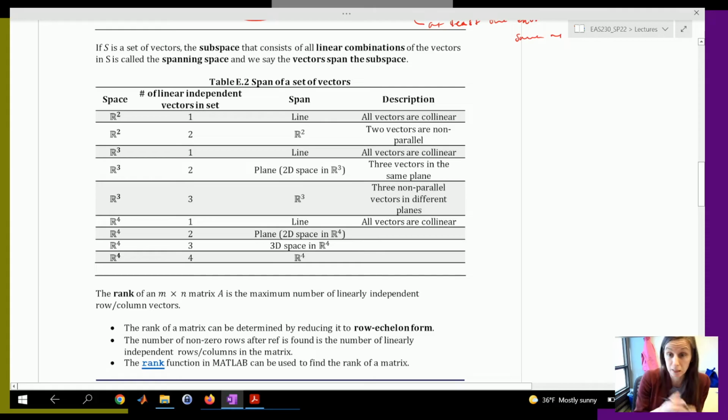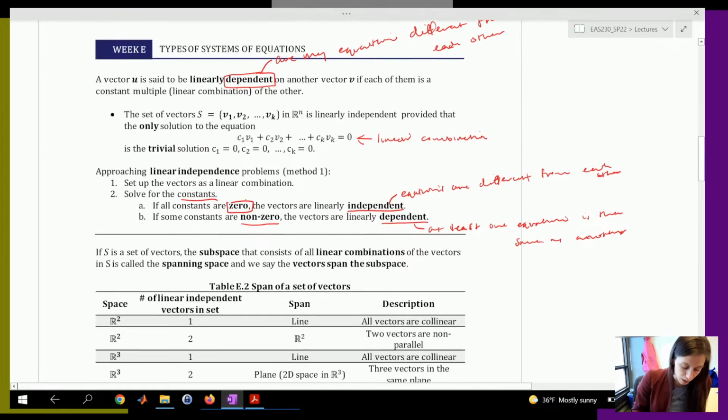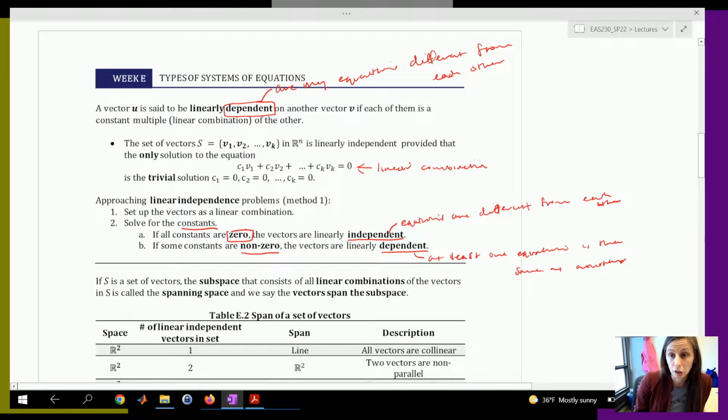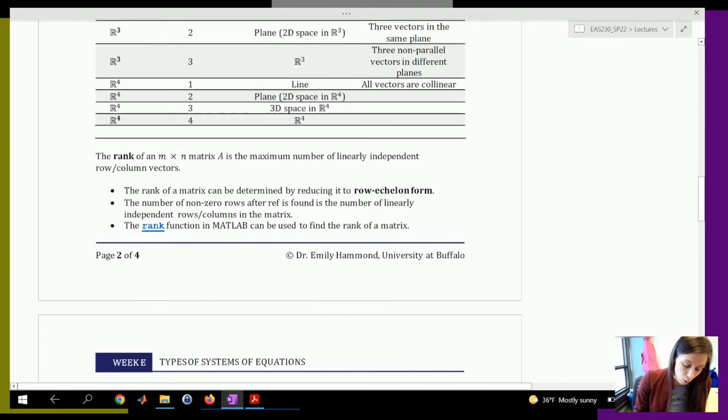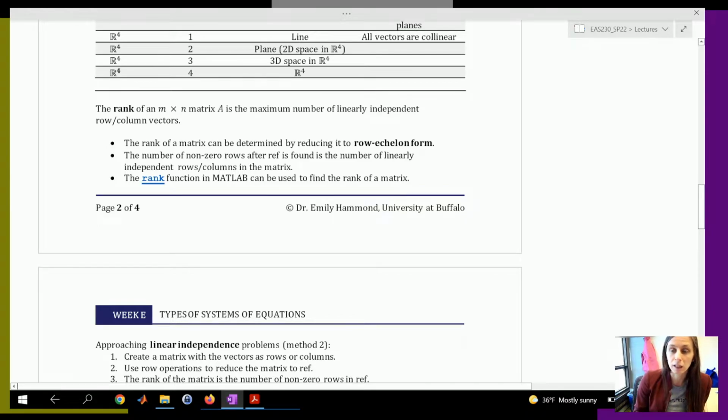I'm going to talk about span in the next video. But that's one of the ways we can figure out if our vectors are linearly dependent or independent. We set it up as a linear combination. We can also figure it out using something called the rank of a matrix. Remember, we think of equations as vectors. We don't need to incorporate the b vector for this. You can, but you don't need to.